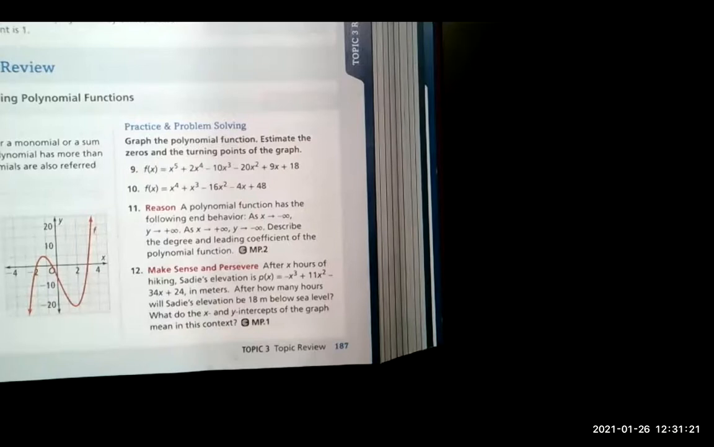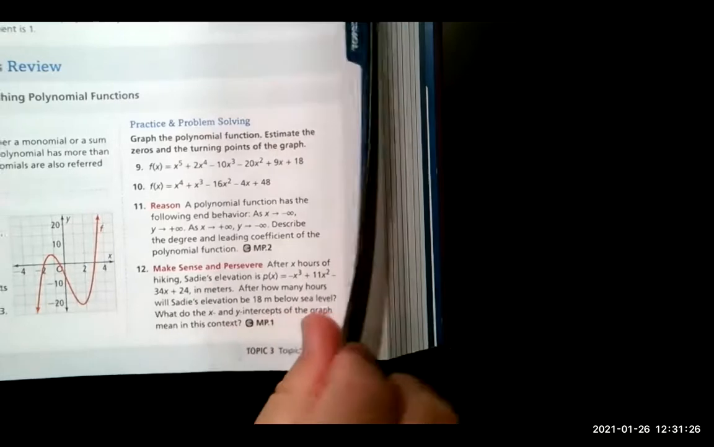All right, so let's go back over here. And that is lesson 3.1. Take a look at lesson 3.2.